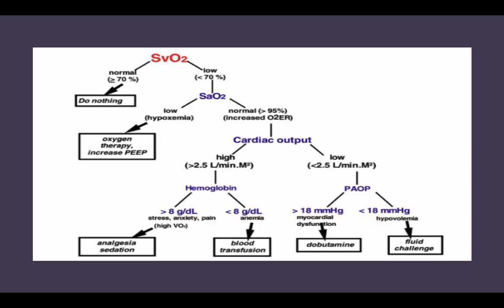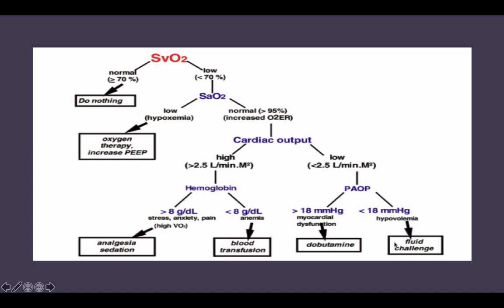So I love this little flow chart, this little algorithm. If we look on the bottom here, we've got 1, 2, 3, 4 options. I can give a fluid challenge. I can give fluid. I can give some sort of pressor, dobutamine, maybe dopamine, maybe even go into Levophed. I can give some sort of pressor right there, right? I can give whole blood. I can give some sort of blood transfusion, or I can just sedate my patient.